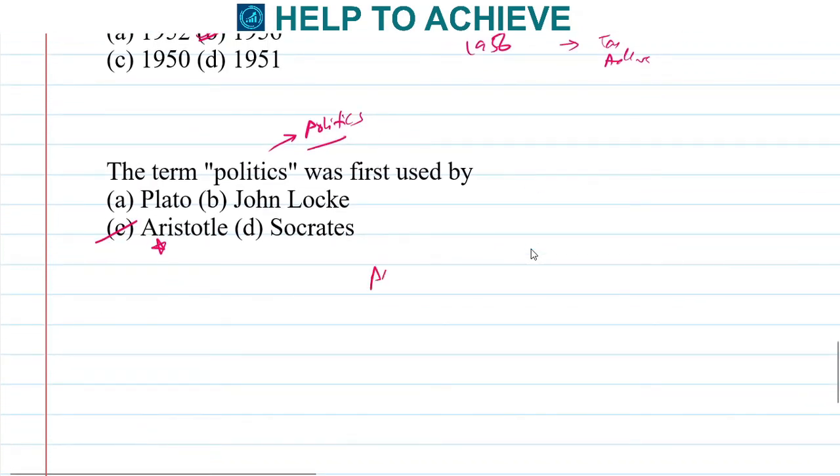So these are some of the important questions, which are also a part of general awareness.